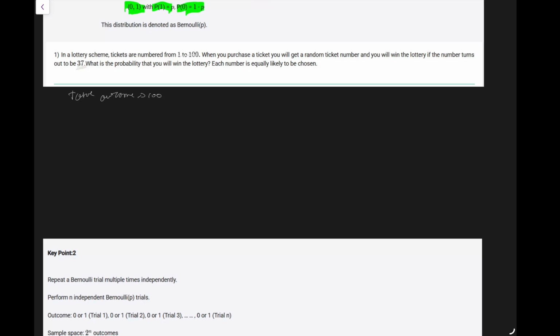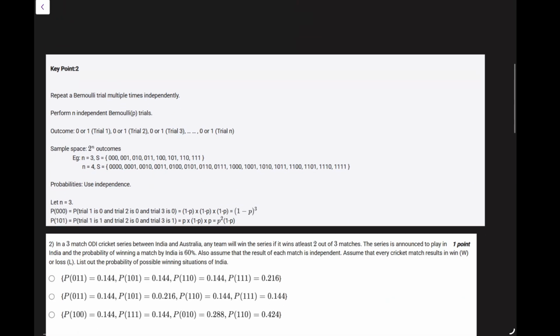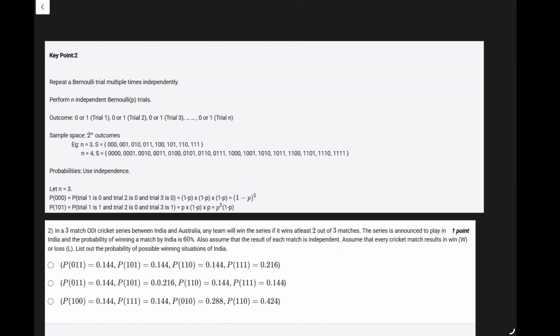So what are favorable outcomes? Favorable outcome is we need the number 37. Okay, this is exactly one way to get it. So what's the probability? How many 37s are there? Just one. So probability is 1 over 100. So your answer is really simple, 0.01. Probability of getting 37 is 0.01. Very simple. No need to make it any more complex. Let's move ahead to question number 2, or key point 2. Key point 1 was very basic, so we are moving to something more advanced.